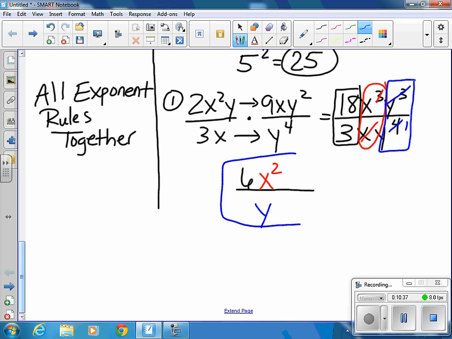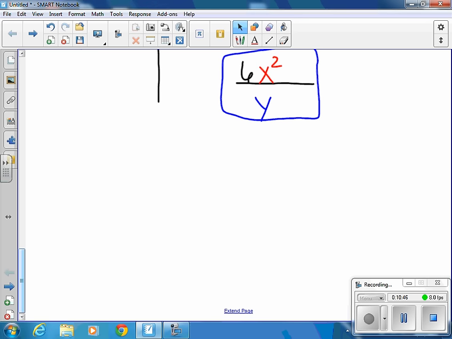This is the final answer to that problem, and it incorporated 2 or 3 of the properties. It didn't have a whole lot of them in there, but it did incorporate quite a few of them. All right, so let's take a look at a second one.